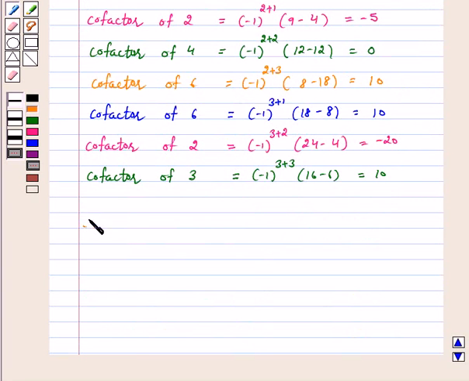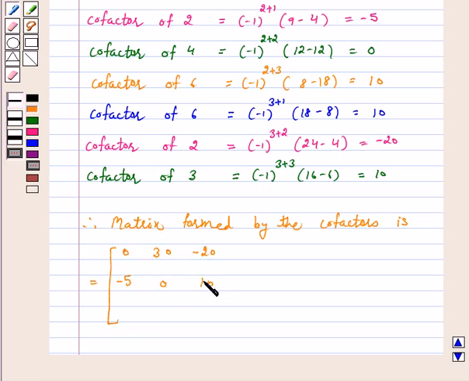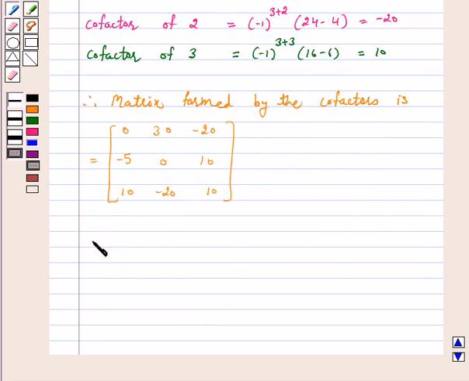Now, the matrix formed by the cofactors is equal to (0, 30, −20, −5, 0, 10, 10, −20, 10). Now, adjoint A is equal to the transpose of this matrix formed by the cofactors, which is equal to (0, −5, 10, 30, 0, −20, −20, 10, 10).